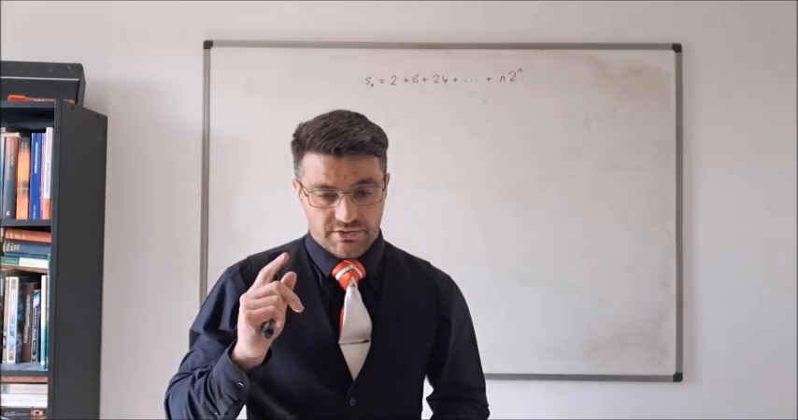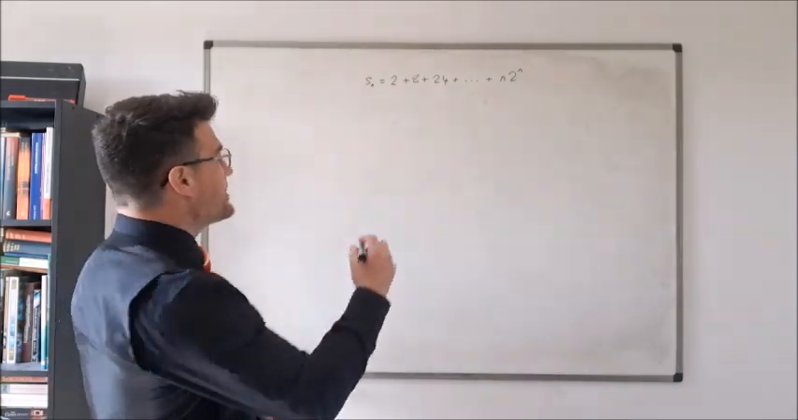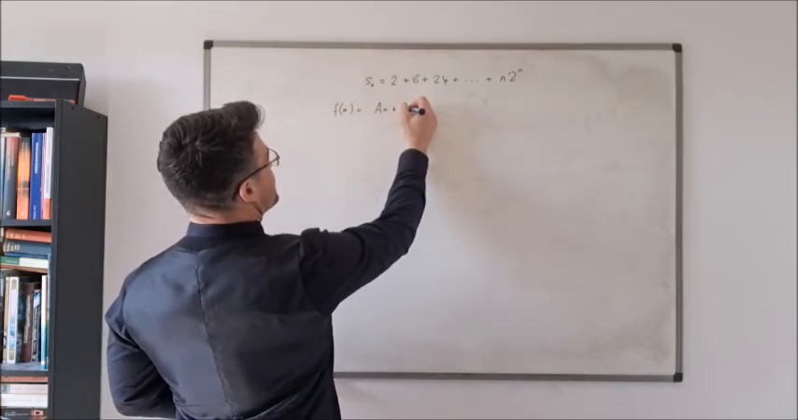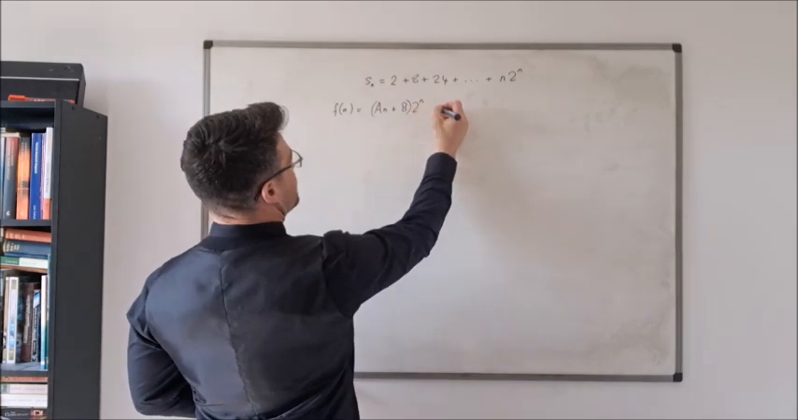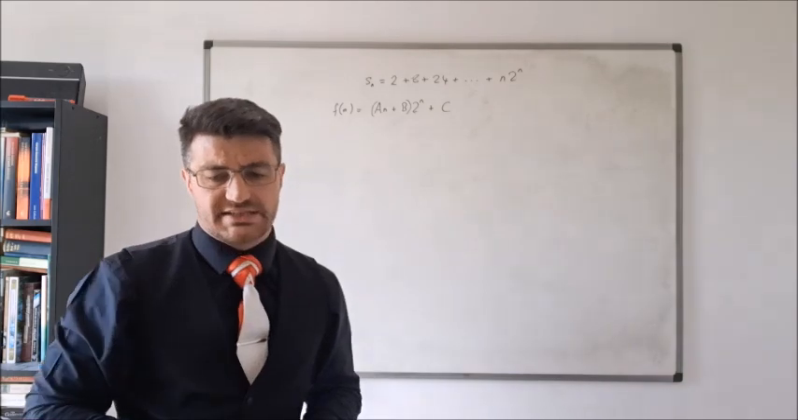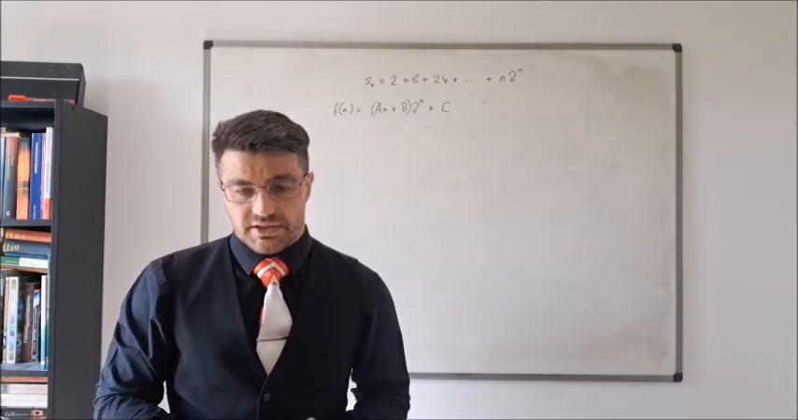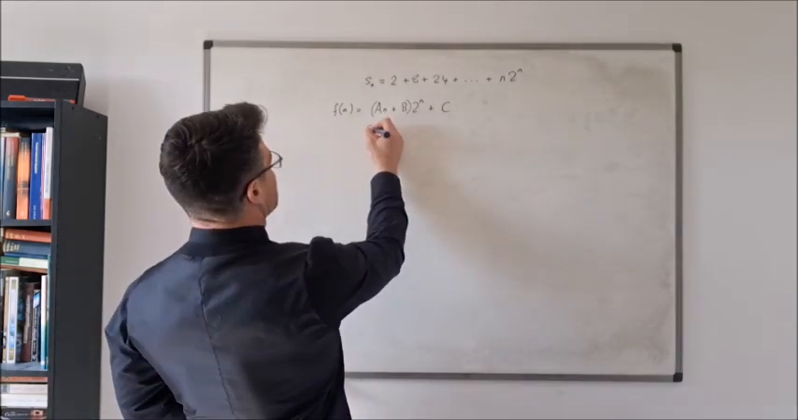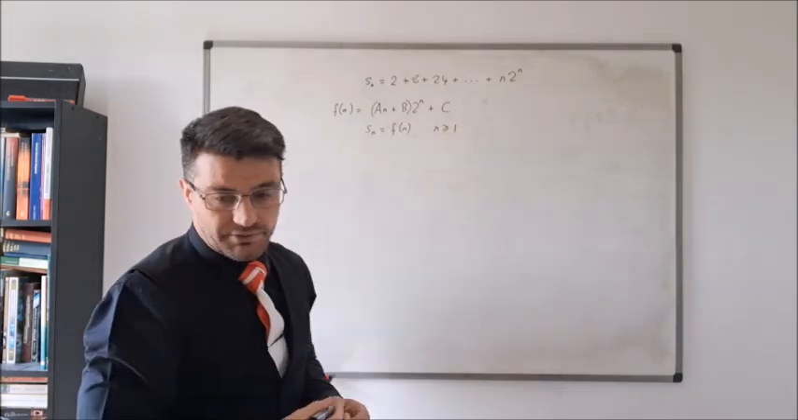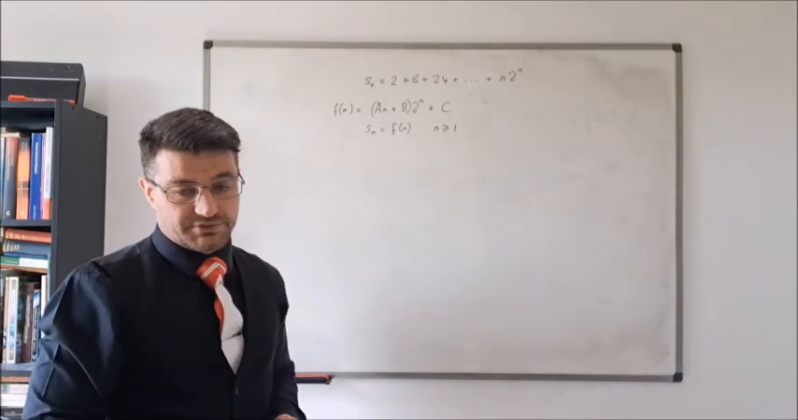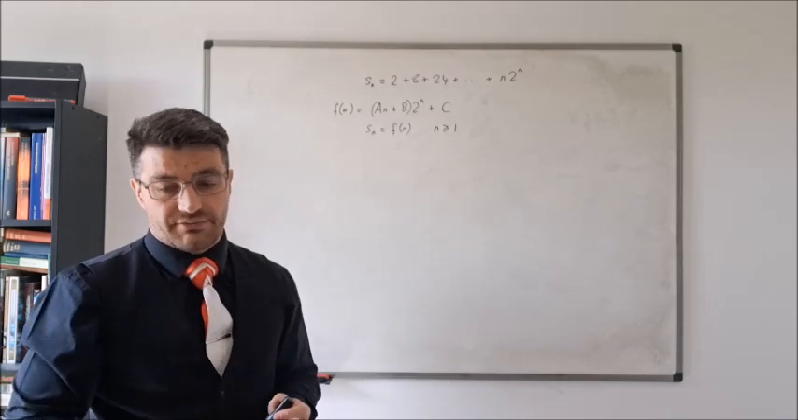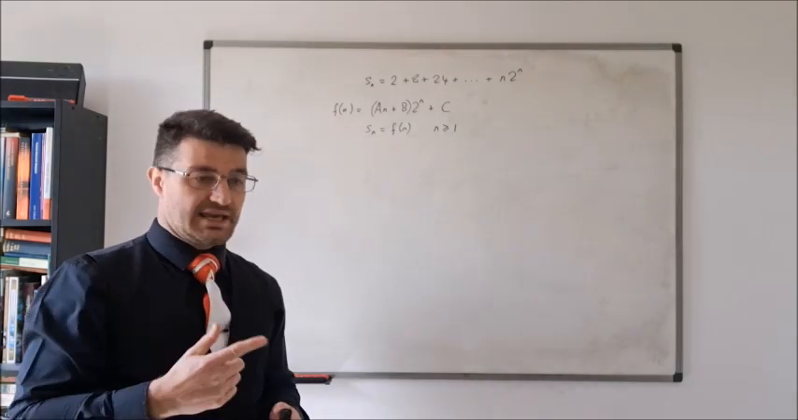Okay, so the first part of the problem is: let F_n be equal to an + b·2^n + c, for constants a, b, and c yet to be determined. And suppose that S_n is equal to F_n for all n greater than or equal to 1. By setting n equals 1, 2, and 3, find 3 equations that must be satisfied by a, b, and c.